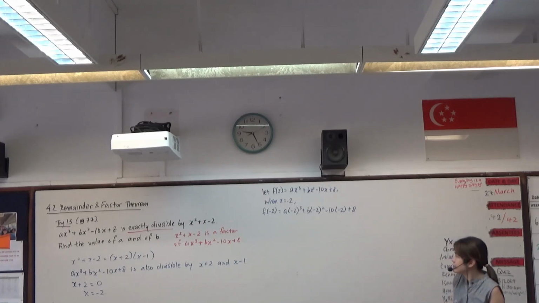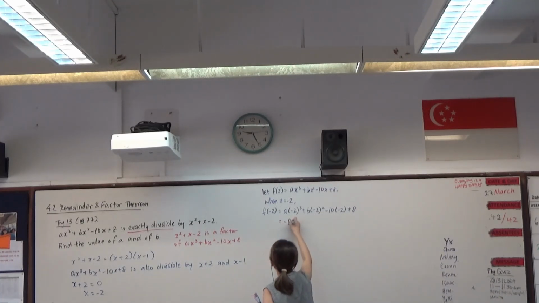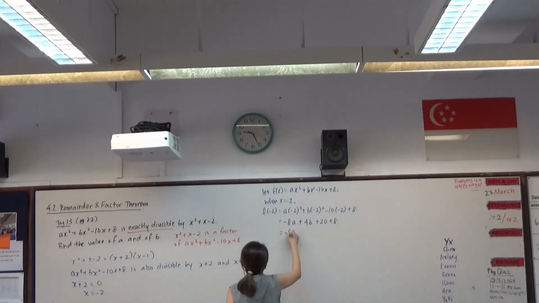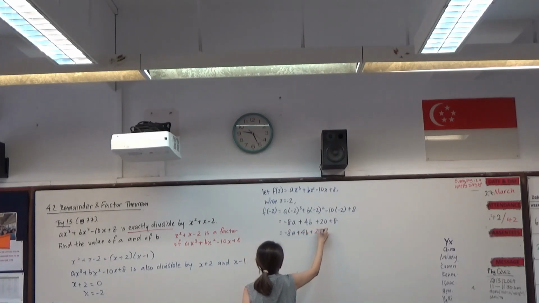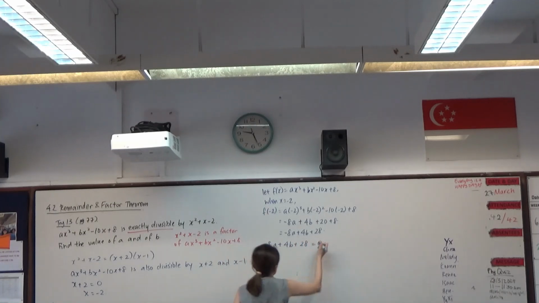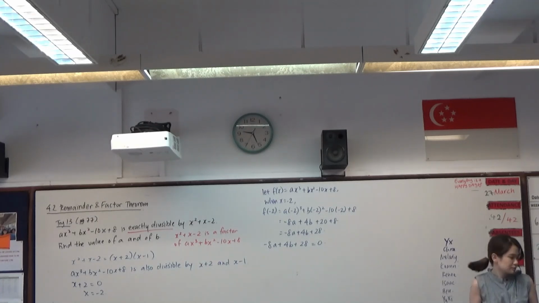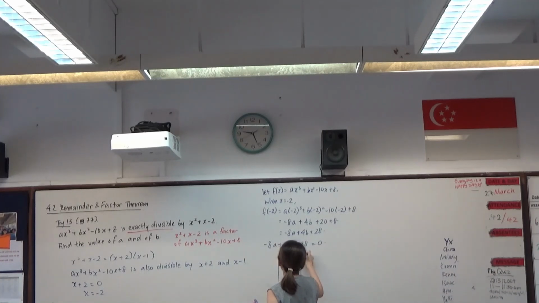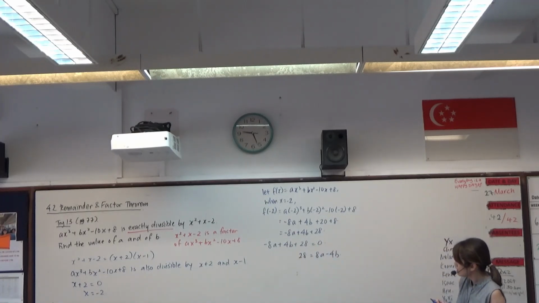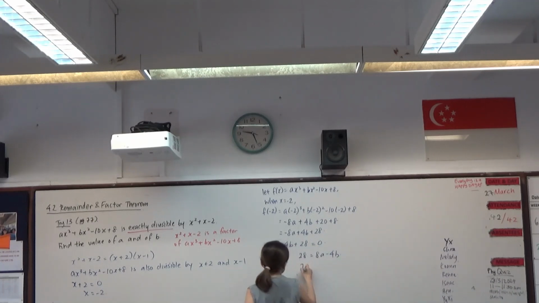Okay, I will be able to get this, which is negative 8a plus 4b plus 20 plus 8. So this remainder itself must be equal to 0 due to the factor theorem. Okay, in other words, I can say that 28 equals 8a minus 4b. I can divide by 4 across.